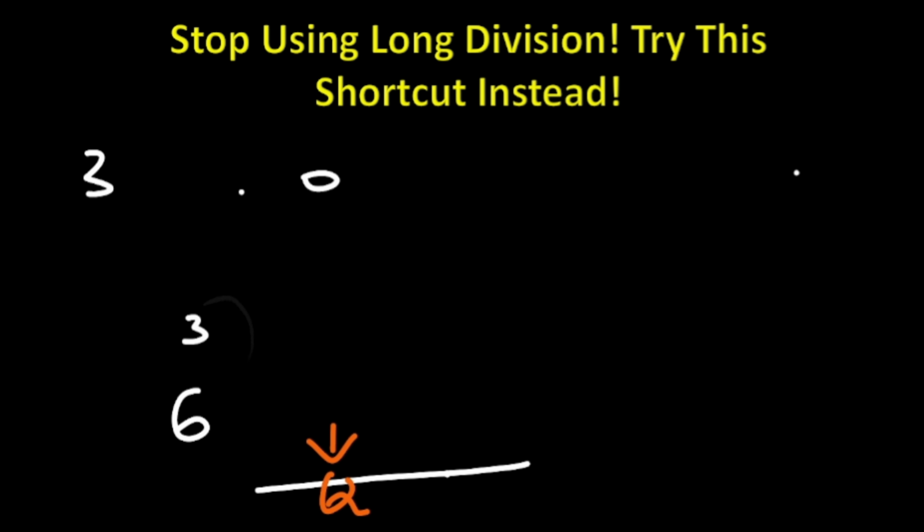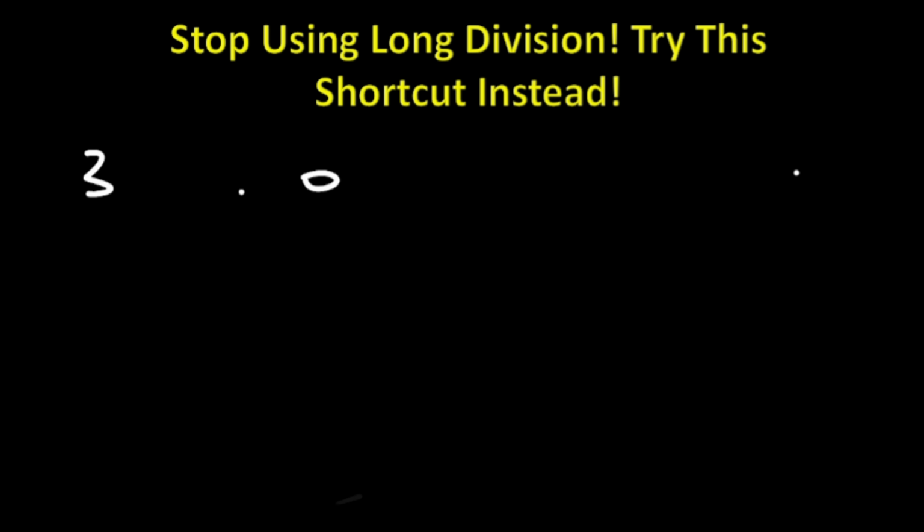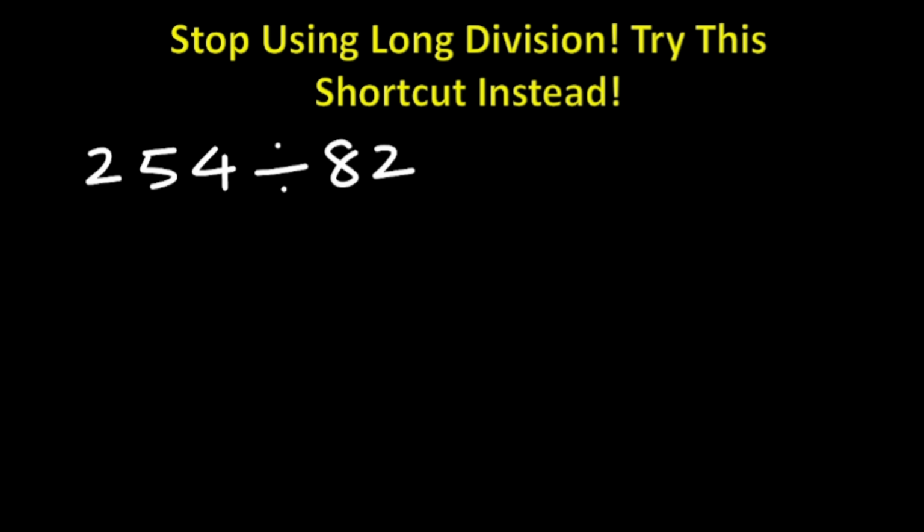Say we are dividing another 3-digit number by another 2-digit number. Let's see what is the quotient and remainder. Say we are dividing 254, a 3-digit number, by 82. That's a 2-digit number. Again, so we write 254 this way.